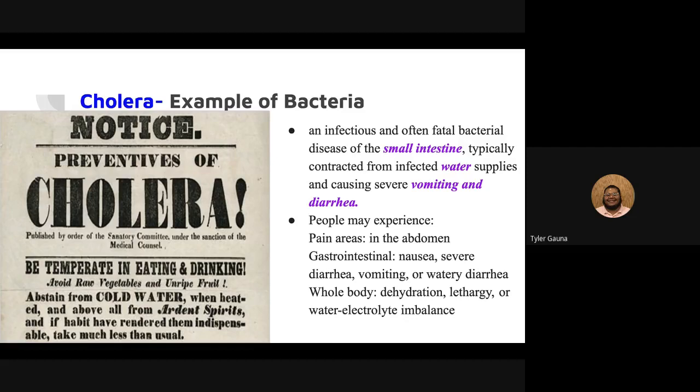So cholera is another example of a bacteria. Okay, cholera is an infectious disease of the small intestine. The way that someone gets cholera is like this. Say that we all lived in a town, right? And we only had one river as a water supply, okay?